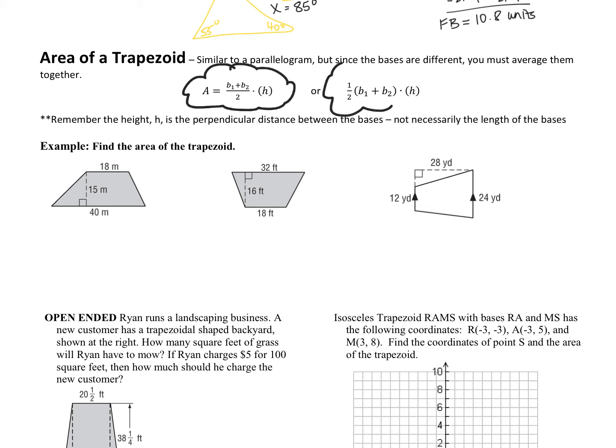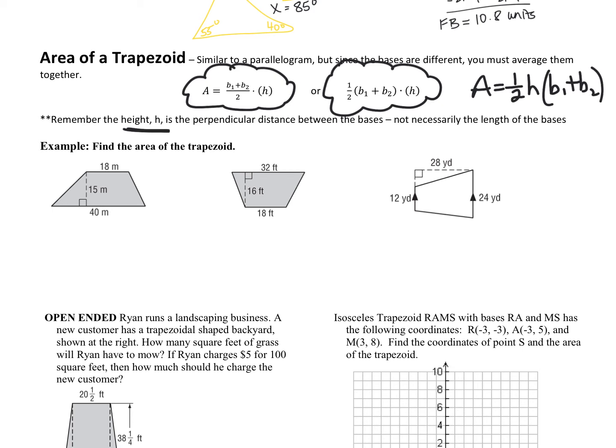Okay. You might be used to seeing it look like 1/2 h, B1 plus B2. That's the way that I typically write it, but this makes it understandable. We take the average of the bases first, and we multiply it by the height instead of like the rectangle or parallelogram. So remember the height is the perpendicular distance between the bases. It's not necessarily the length of the bases, or the length of a leg either.